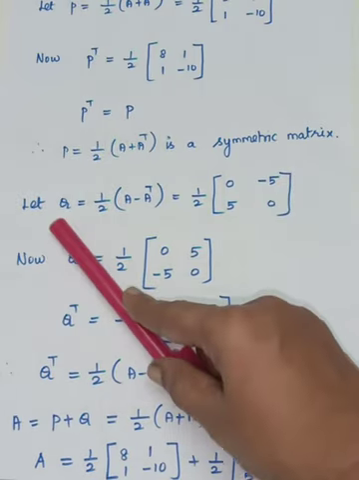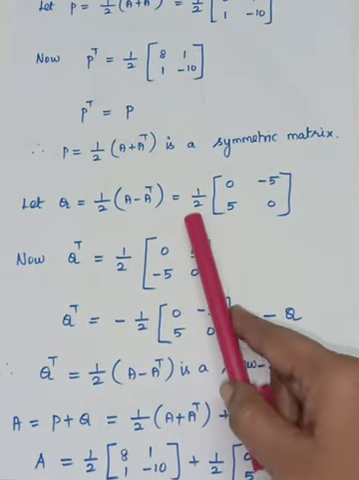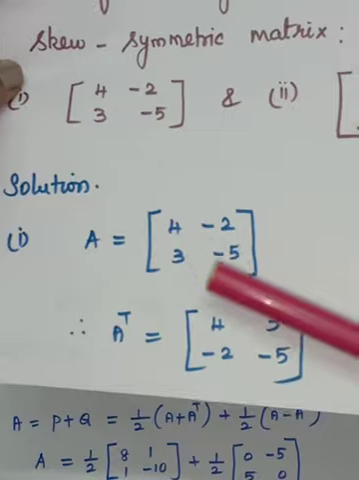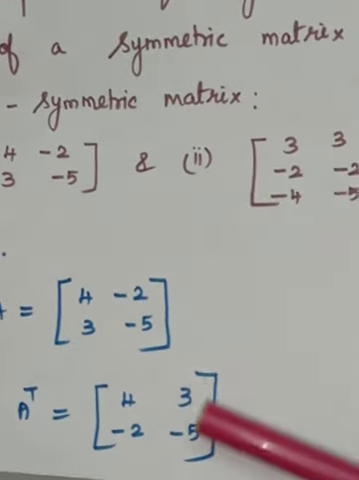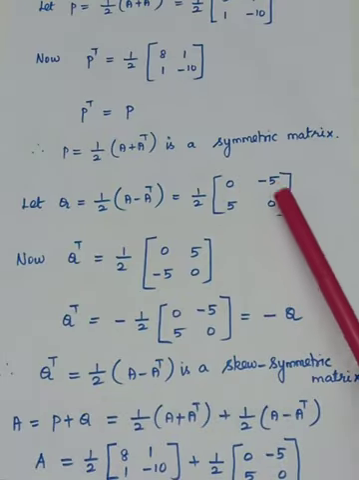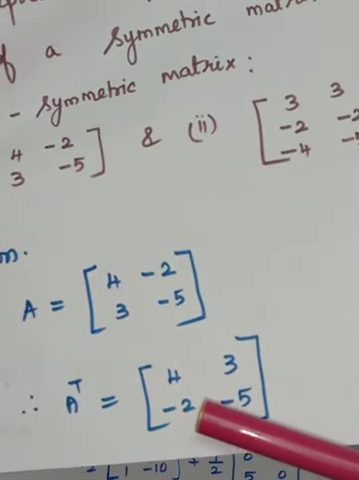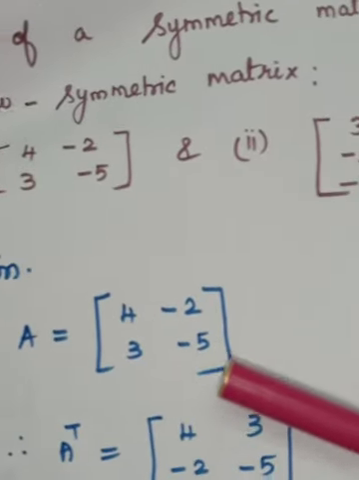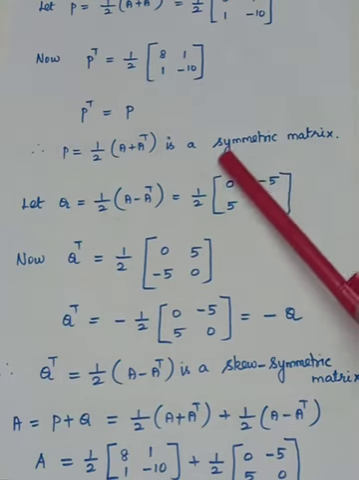And take Q. What is Q? Half into A minus A transpose. So half into, okay, A minus A transpose. So 4 minus 4, what has to come? 0. Minus 2 minus 3, because we have to subtract, minus 2 minus 3 is minus 5. And 3 minus of minus 2, 3 plus 2, that is 5. And you see that minus 5 plus 5, that is 0.